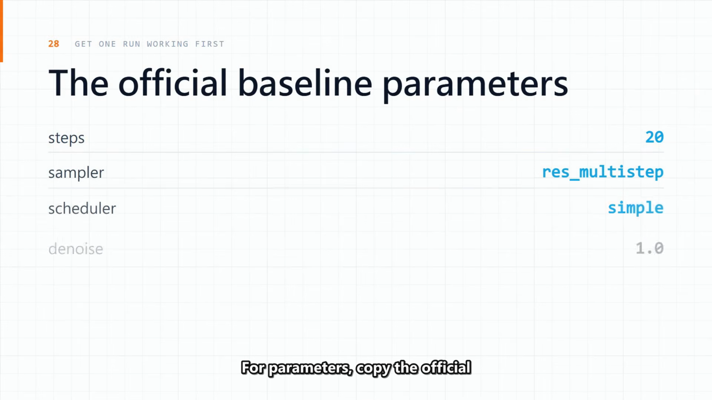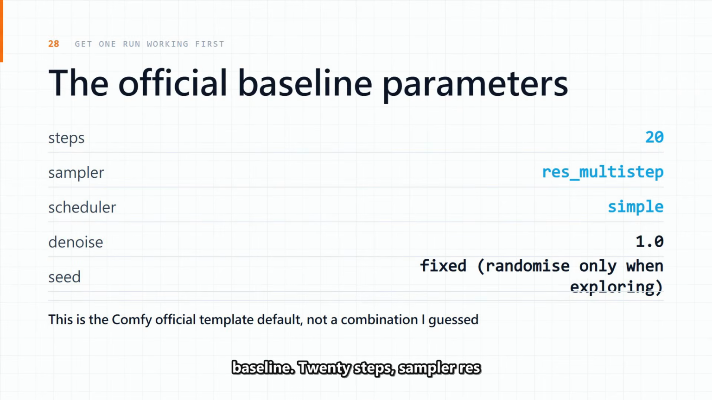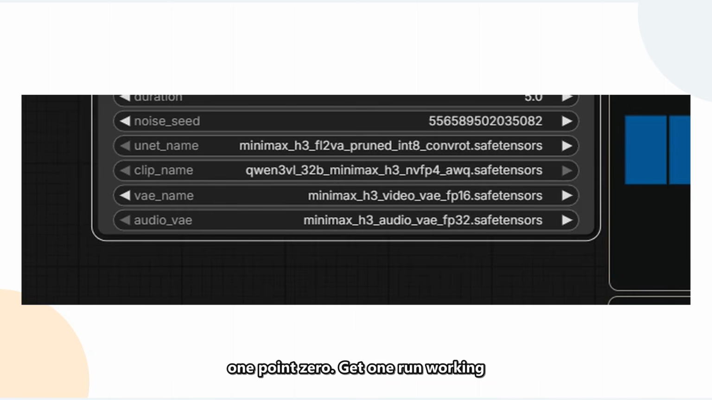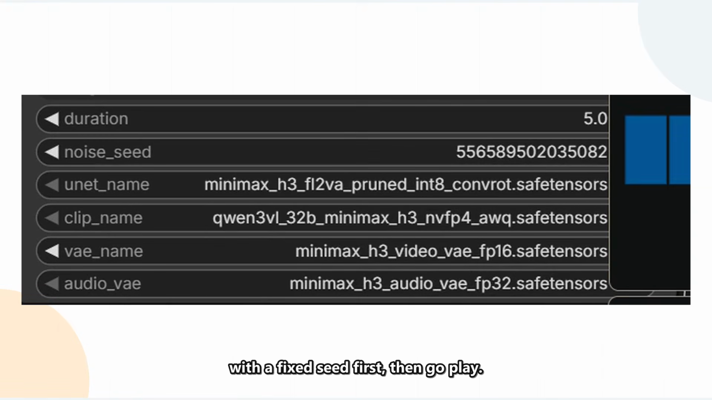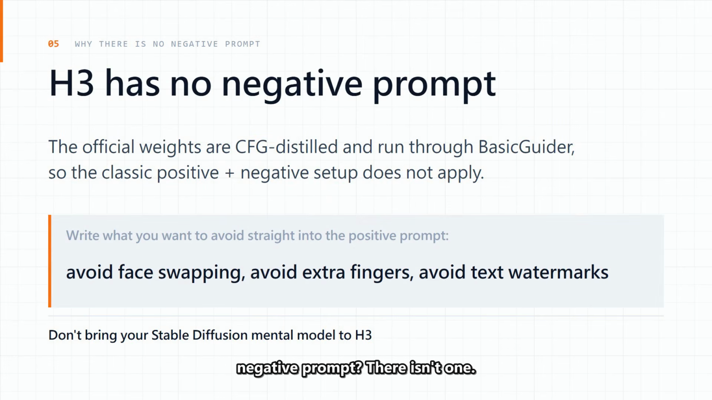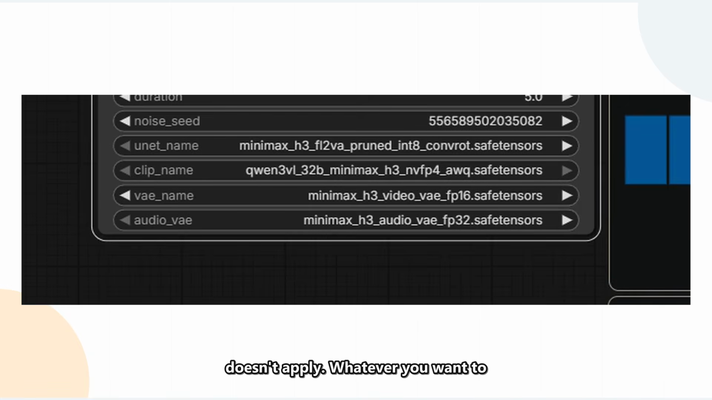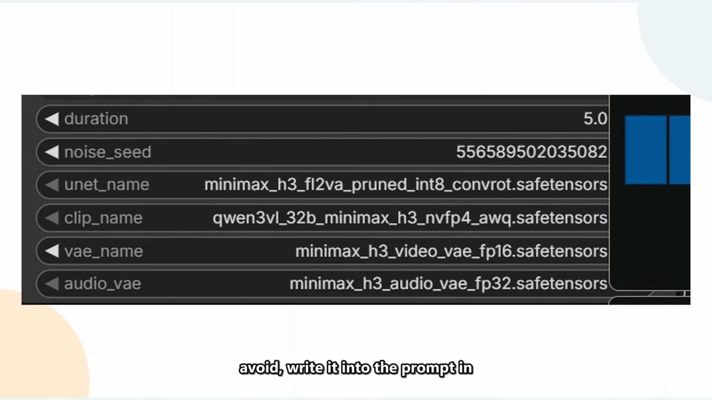For parameters, copy the official baseline. 20 steps, sampler res multi-step, scheduler simple, denoise 1.0. Get one run working with a fixed seed first, then go play. Sharp eyes will ask, where's the negative prompt? There isn't one. The official weights are distilled and run through BasicGuider, so the traditional positive-negative setup doesn't apply. Whatever you want to avoid, write it into the prompt in plain language. Avoid face swapping, avoid extra fingers, avoid text watermarks.